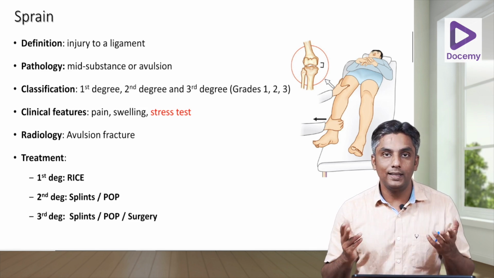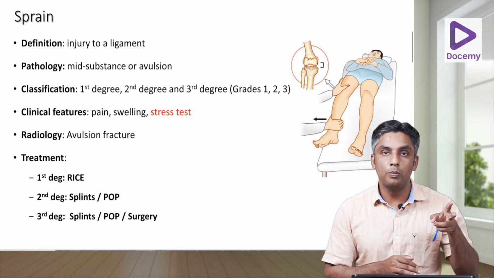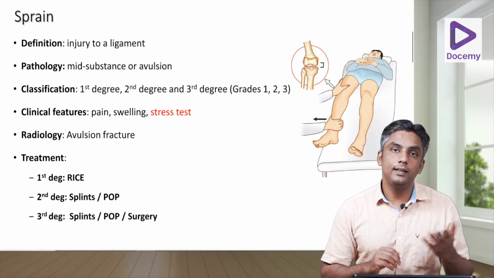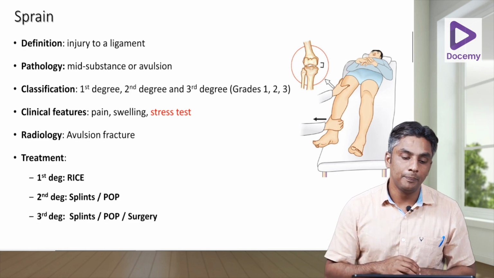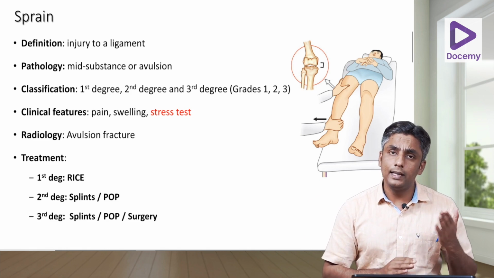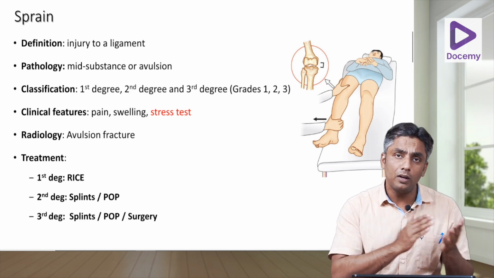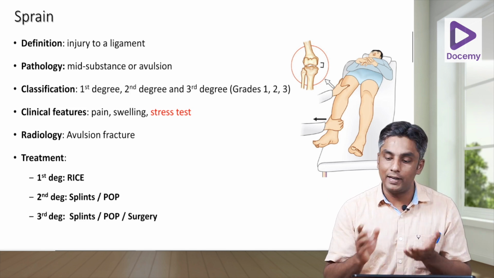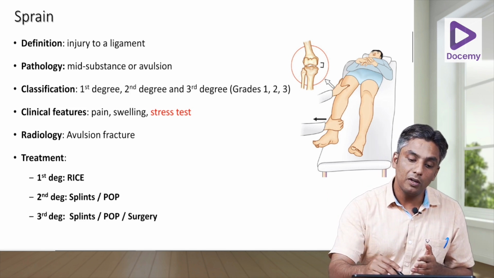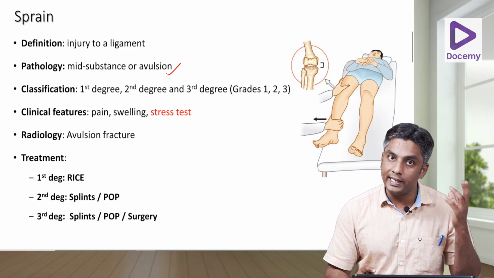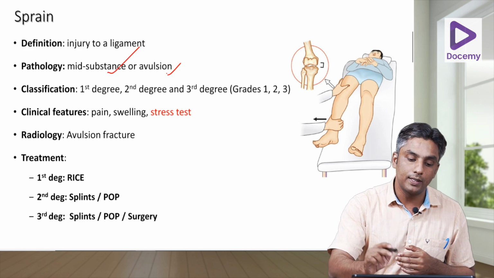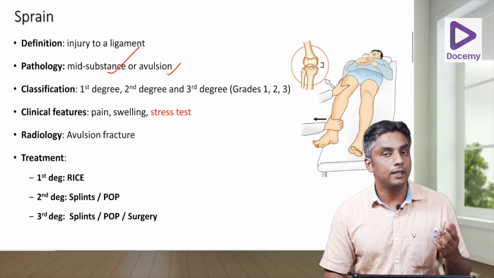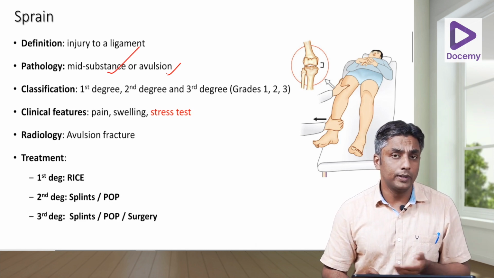I hope you know what a ligament is, because a ligament is the connective tissue between two bones, whereas a tendon is the connective tissue between a muscle and a bone. That's the basic anatomy. Pathologically, the ligament can be torn from the bony attachment, which is known as an avulsion, or it can be torn at the bony insertion or in the mid-substance. These are the pathological changes happening during a sprain.